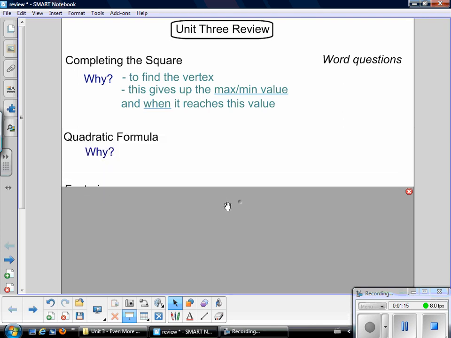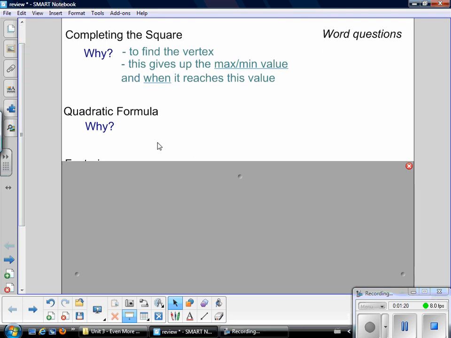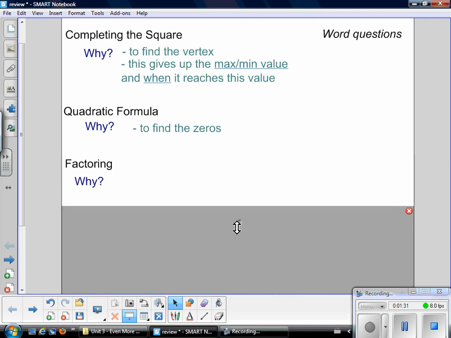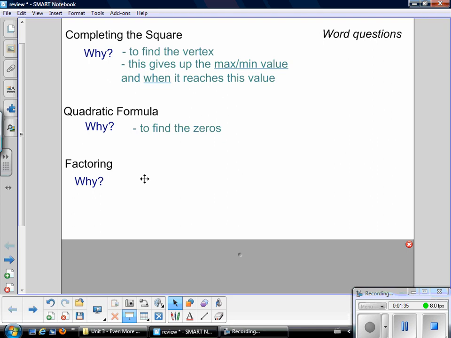The other thing we talked about was the quadratic formula. Now the quadratic formula, why do we do it? We do it to find the zeros. Okay, so mainly that's the reason we do it, just to find the zeros. Now, the reason we have to use the quadratic formula is because if I say factoring, why? Well, to find the zeros. And there's some other reasons why we factor too, and we'll talk about that in a moment. But so: completing the square, quadratic formula, factoring.